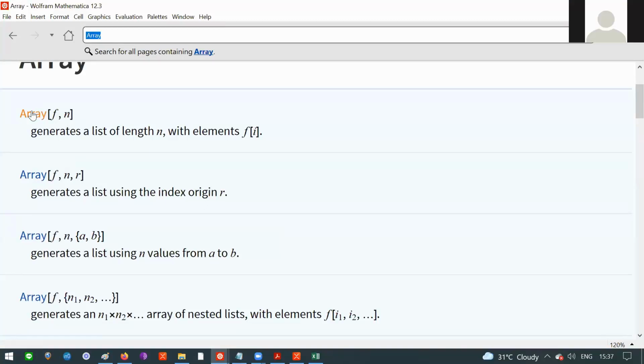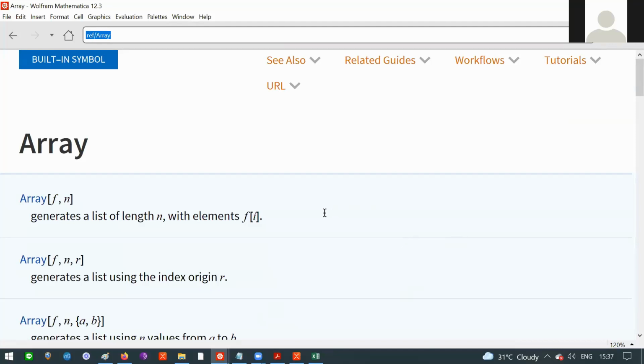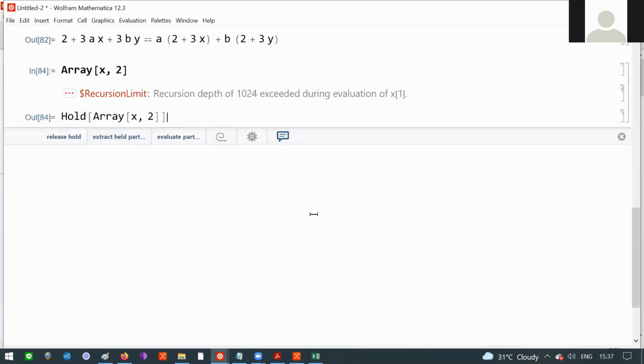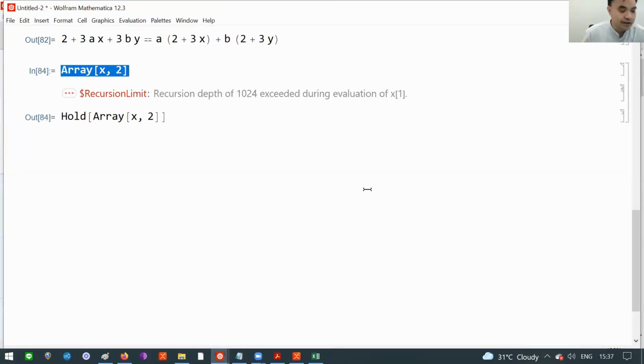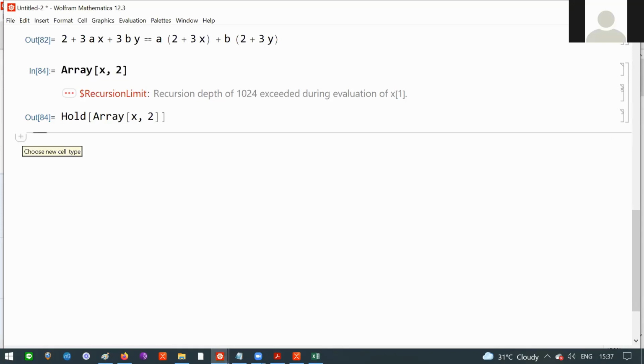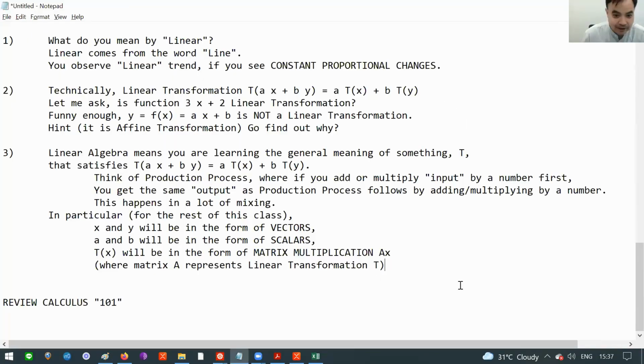I have a question. What is the difference between array and list? Array and list. Okay. Array is a function. Okay. Let me write. Okay, that's a good point. Let me write this here.